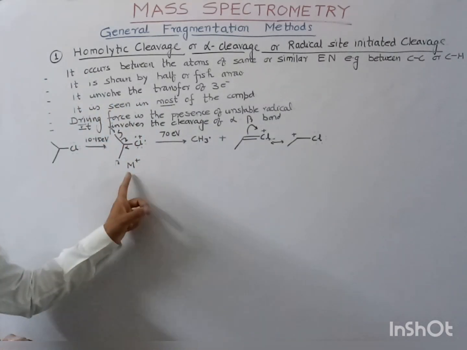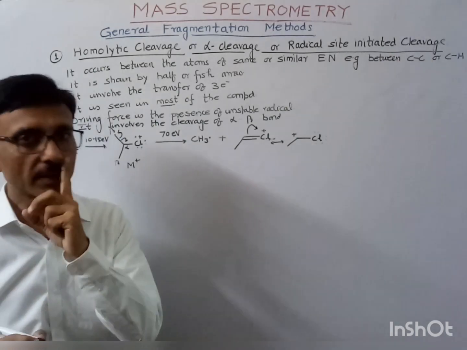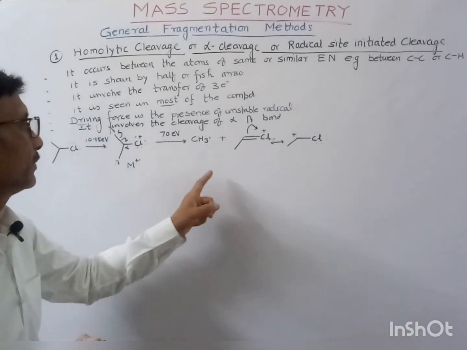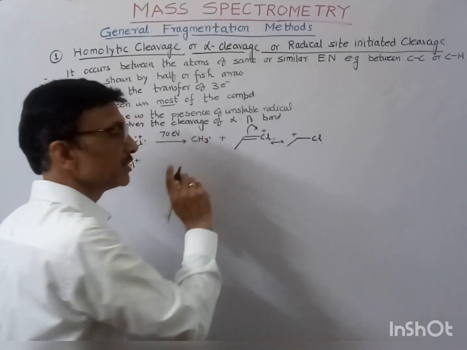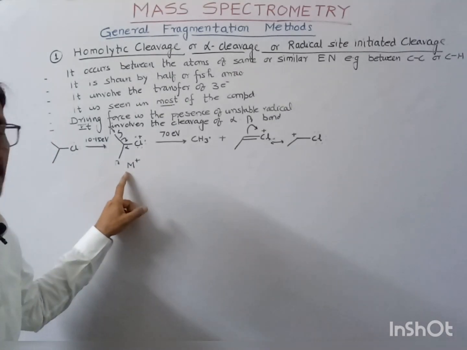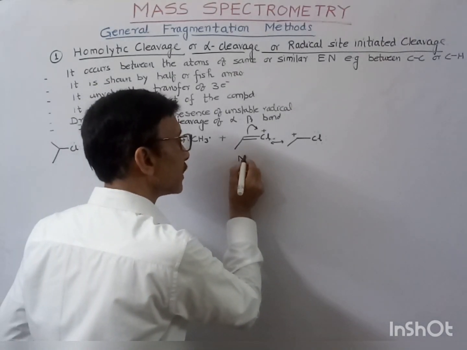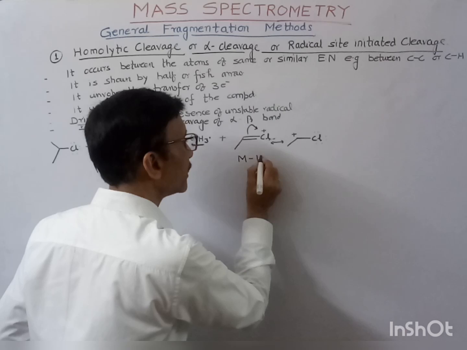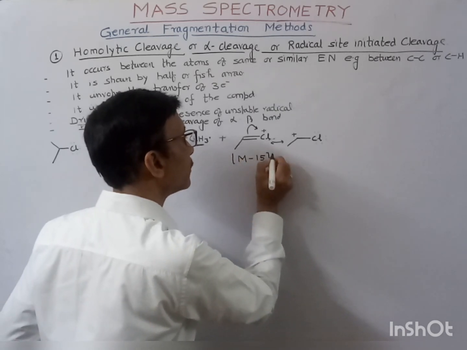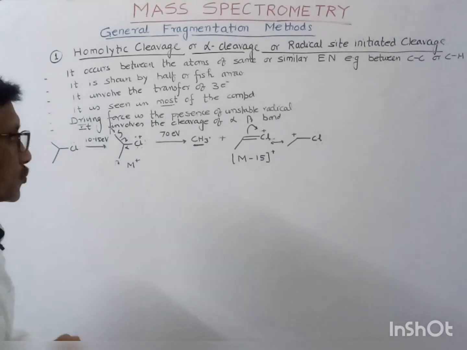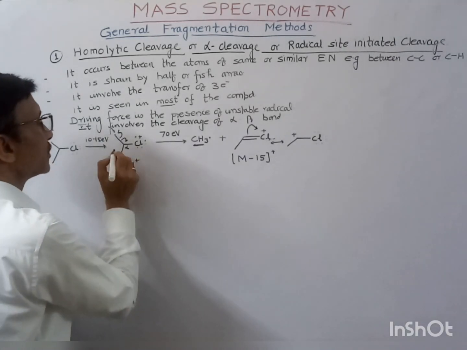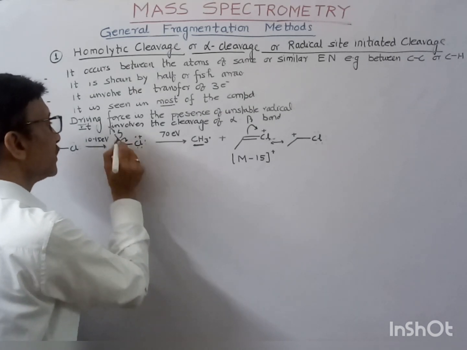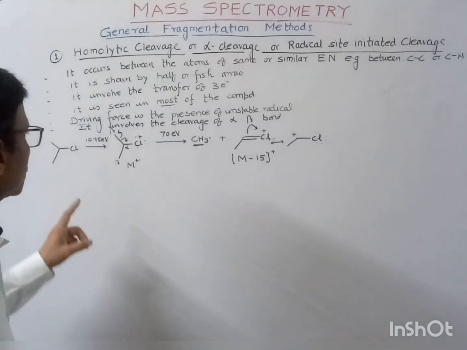So if this is M, then one of the peaks that will appear is the molecular ion peak. Another peak will appear when this CH3 radical is removed from the molecular ion: we will get a peak at 15 mass units less than the molecular ion, that is, an M minus 15 peak will appear in the mass spectrum. In this case, this is a symmetrical type of molecule, so either this alpha-beta bond may cleave, or this alpha-beta bond may cleave.